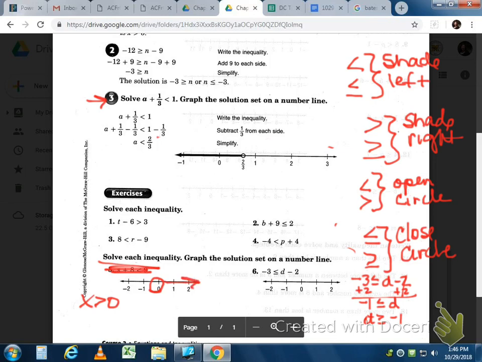Okay, let's do x less than or equal to 2. Open or closed circle? If it's "or equal to," 2 is included. So closed circle, and it's less than or equal to, which numbers are less than or equal to? Left or right? Shade left.